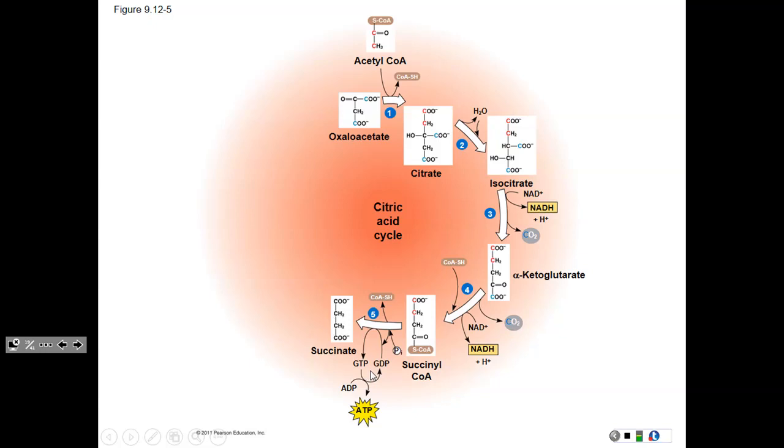Here, we're making ATP directly. It's part of the conversion from succinyl-CoA to succinate, getting rid of that coenzyme A. As part of that conversion, we directly make ATP. That is an instance of substrate-level phosphorylation.